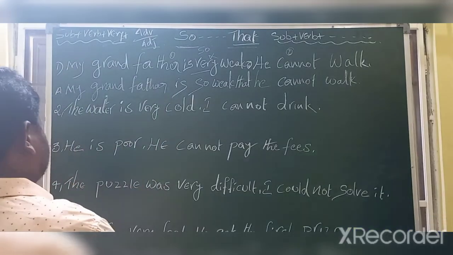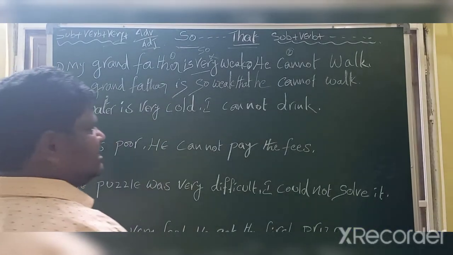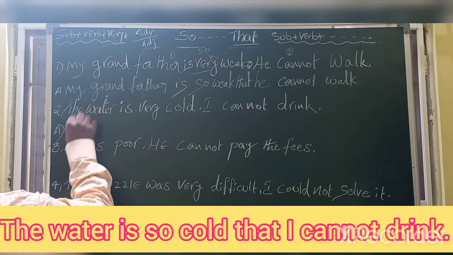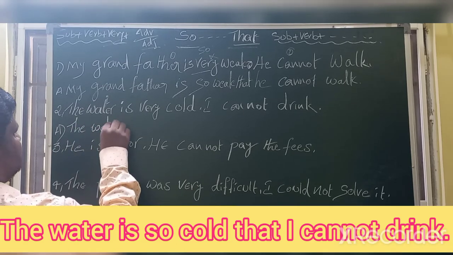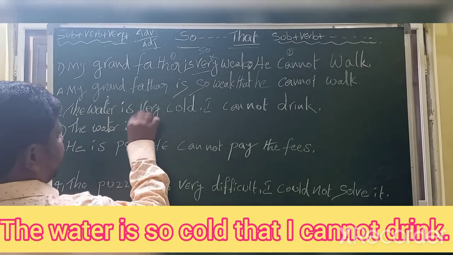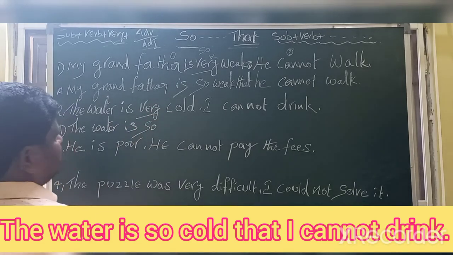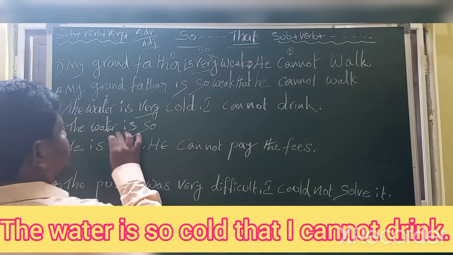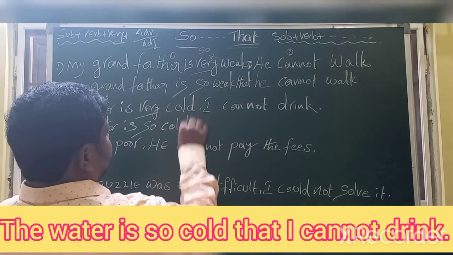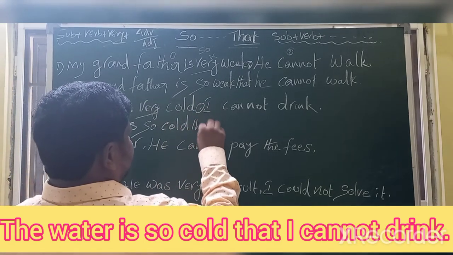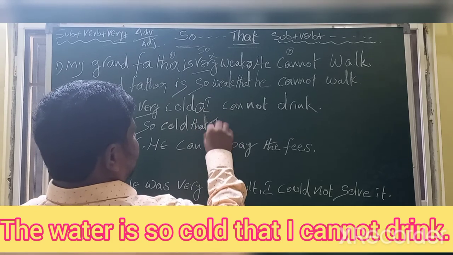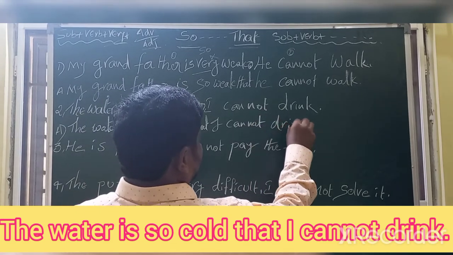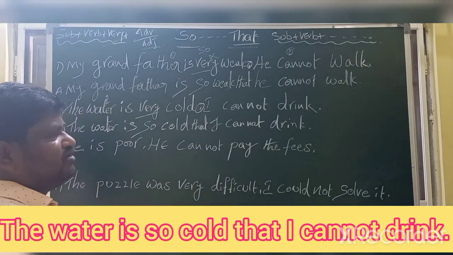And next example: the water is very cold. I cannot drink. The water is very cold. This is the same. The water is, instead of the very place, remove the very, and add so. The water is so cold. Remove the full stop, and in the full stop place add that I cannot drink. This is a simple logic, friend.